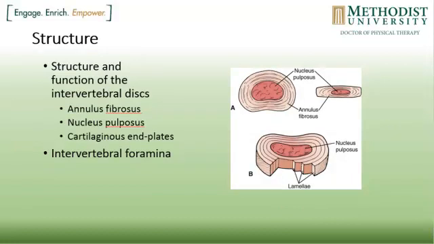All right, the structure of the intervertebral discs. The intervertebral discs are made up of the annulus fibrosus, which is the outer ring, the nucleus pulposus, which is the inner ring, and cartilaginous end plates, which are on the top and bottom, and what joins them to the bone.